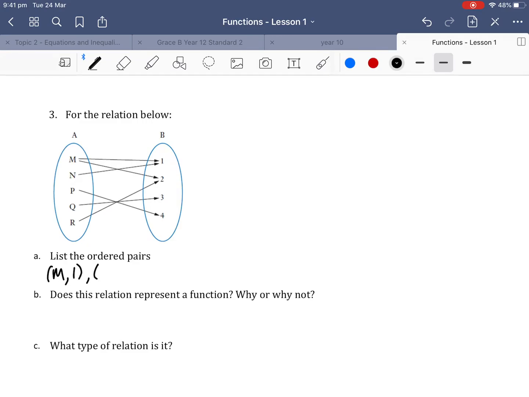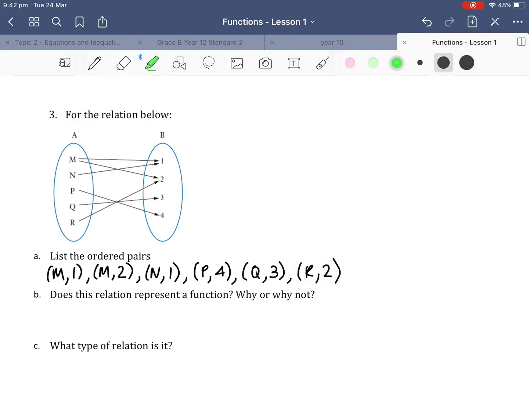Let's list our ordered pairs. So we have M to 1, we have M to 2, we have N to 1, we have P to 4, we have Q to 3, and we have R to 2. So does this relation represent a function or not?